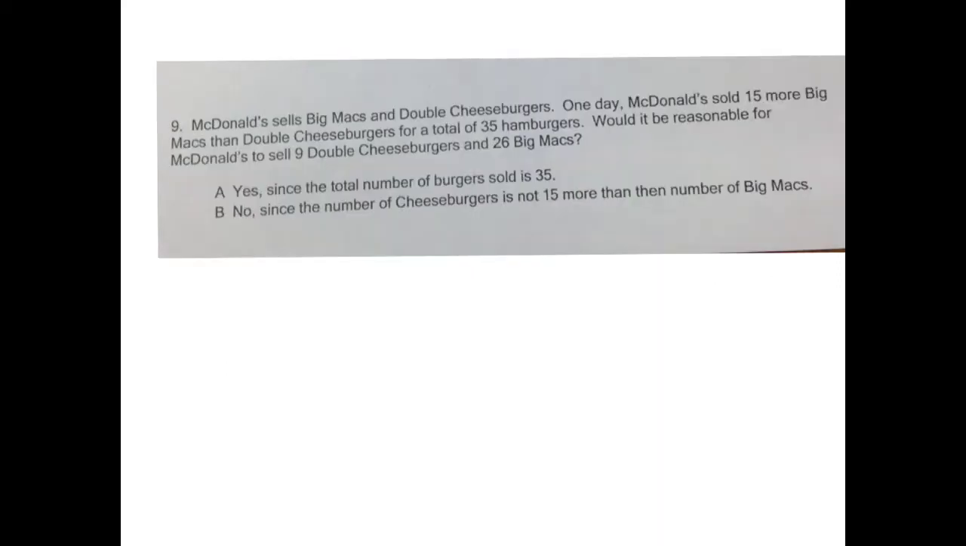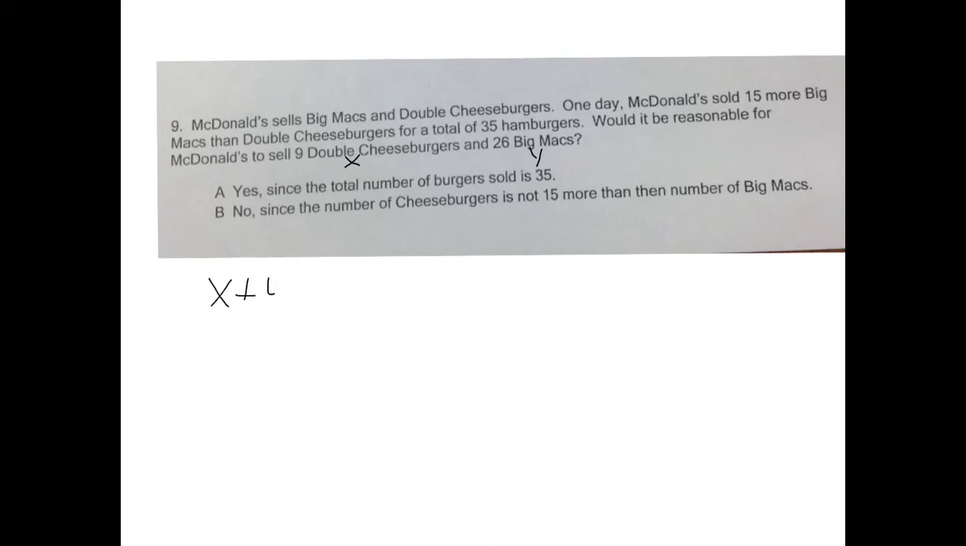Alright, last problem says McDonald's sells Big Macs and double cheeseburgers. One day McDonald's sold 15 more Big Macs than double cheese for a total of 35 hamburgers. Would it be reasonable for McDonald's to sell 9 double cheeseburgers and 26 Big Macs? And so then you have a couple of options here. So we did this problem the other day in class. We set it up and we called them X's and Y's. So I'm going to let double cheese be X, Big Macs be Y.